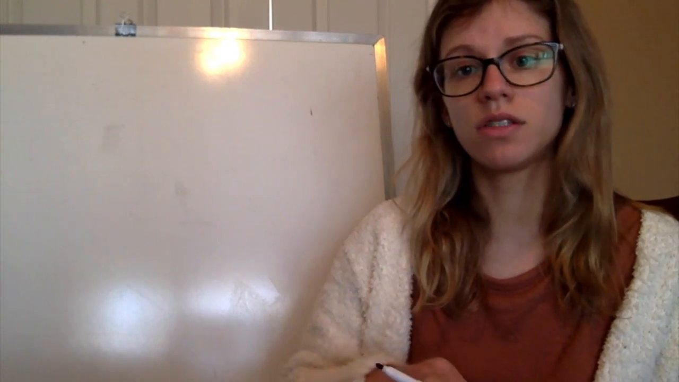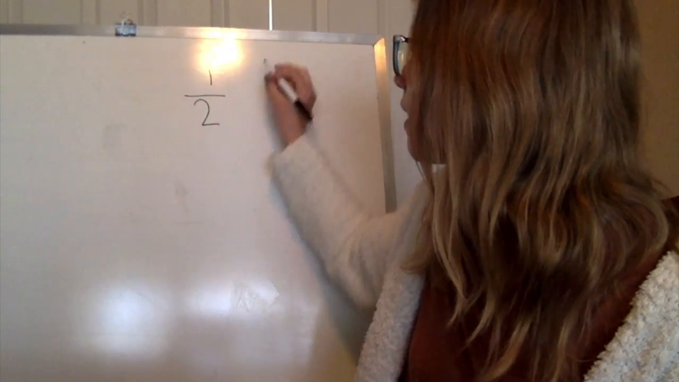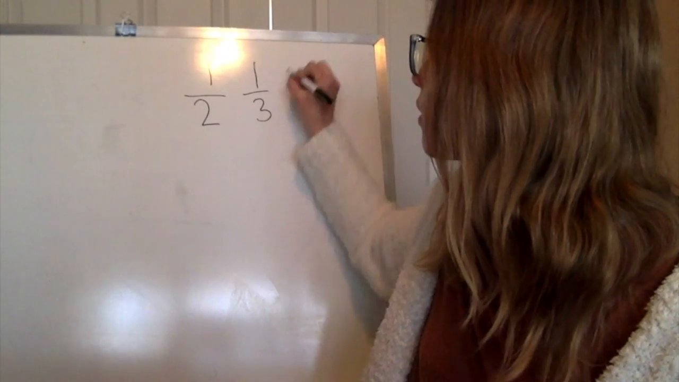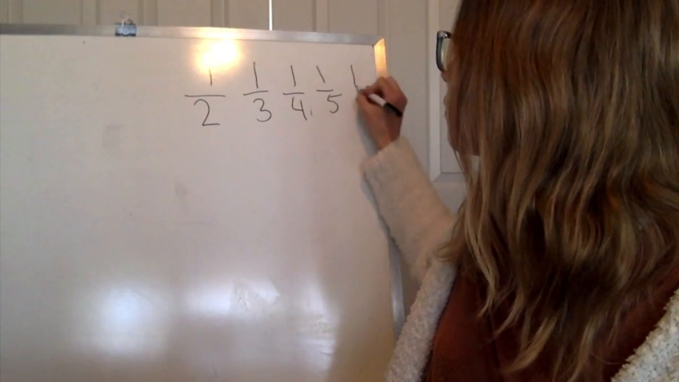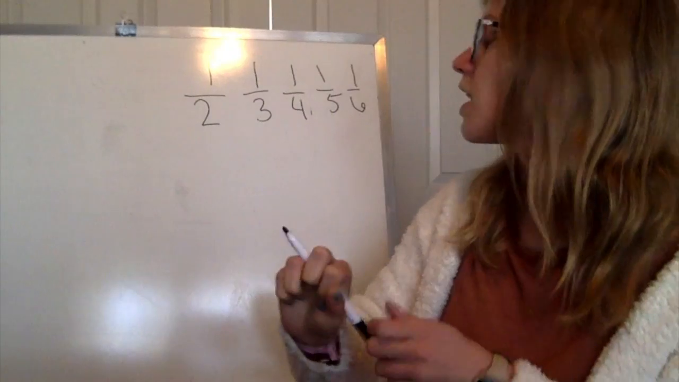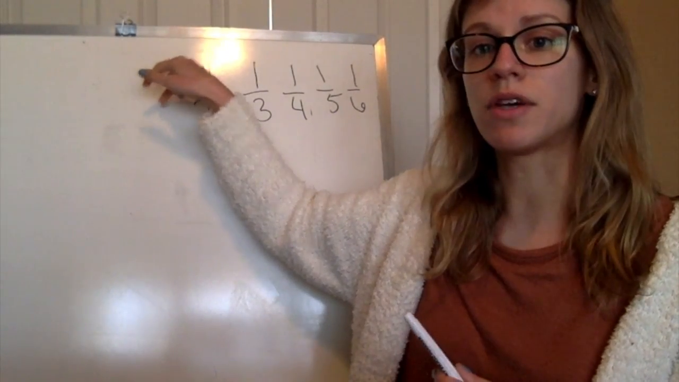So we're going to continue our work with fractions. Yesterday we worked on fraction sets. Today we are going to be talking about how there are different types of fractions other than unit fractions. Unit fractions are fractions that look like 1/2, 1/3, 1/4, 1/5, 1/6, and so on, where my numerator, my number on top, is 1.